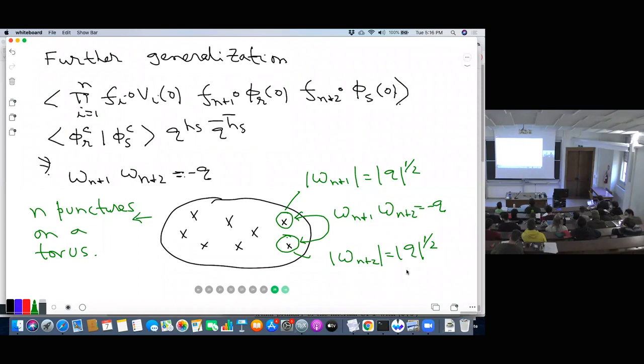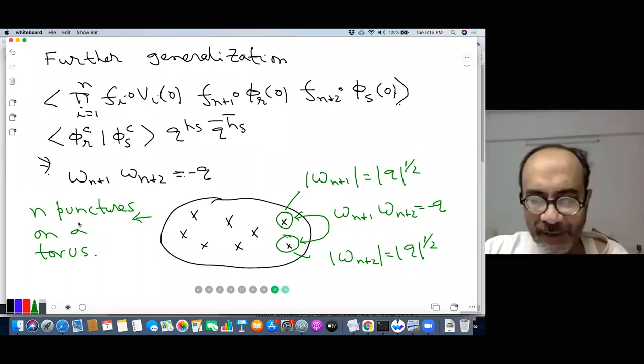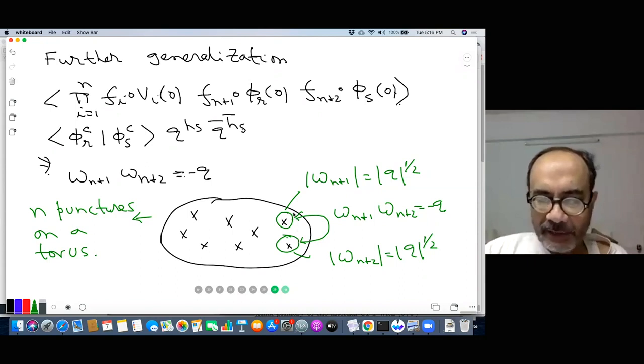Okay, so the point here is the following: once you have made this identification, what you produce is a torus, because once you identify this with this, you have basically joined a handle on the sphere. So what you get is n punctures on a torus. On this side you have the n point correlation function on a torus, and this relation is telling us that the n point correlation function on the torus can be constructed from an n plus 2 point correlation function on the sphere.